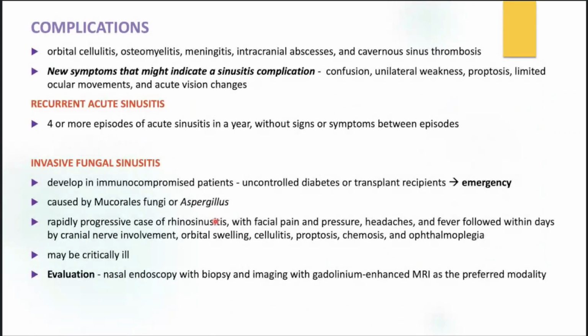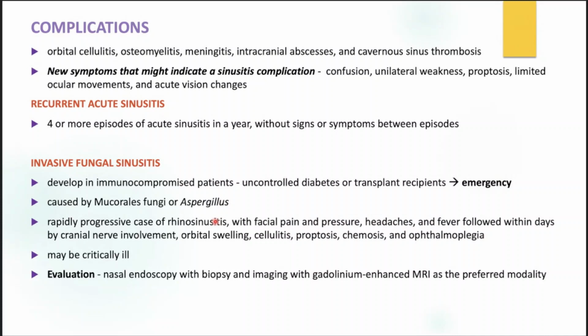Complications would include orbital cellulitis, osteomyelitis, meningitis, abscess, and cavernous sinus thrombosis. A new symptom that might indicate a complication from sinusitis would be the occurrence of confusion, one-sided weakness, proptosis of the eye, limited ocular movements, and acute vision changes. Recurrent acute sinusitis is described as having 4 or more episodes per year without signs or symptoms between each episode.